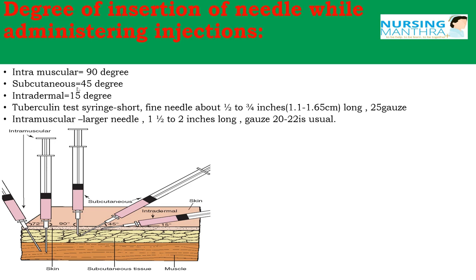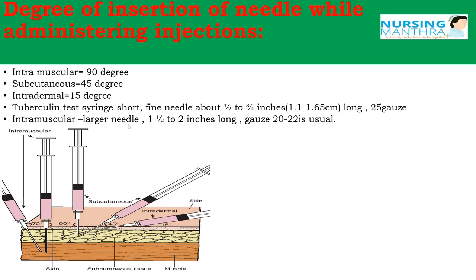And subcutaneous, if you are giving, you have to give at 45 degrees in subcutaneous injections. Intradermal, if you are giving for the skin test, you have to give at a 15 degree angle for the intradermal injections. Then tuberculin test syringe, a short fine needle about half to 3/4 inches, 25 gauge needle we are using for that.